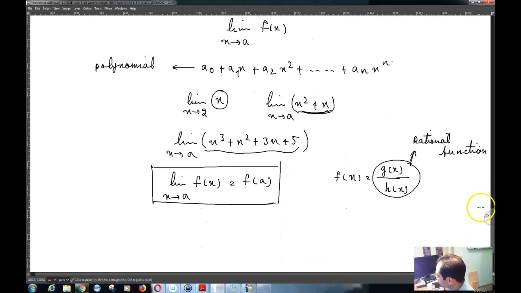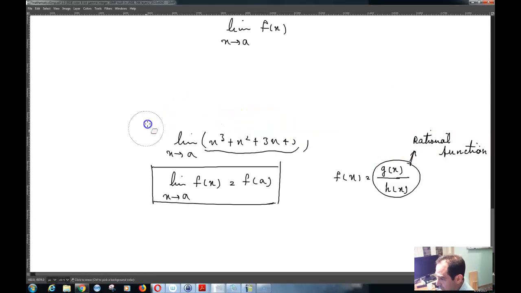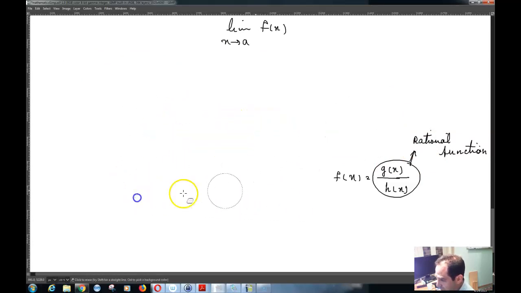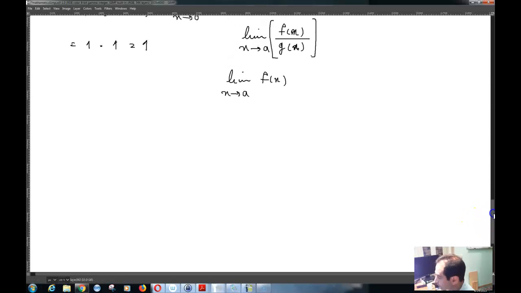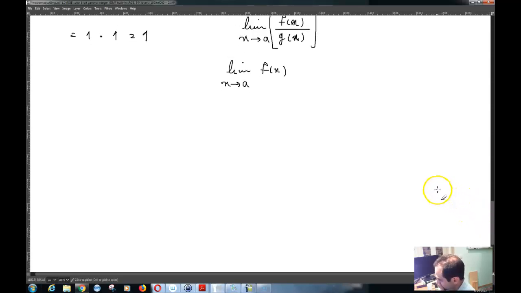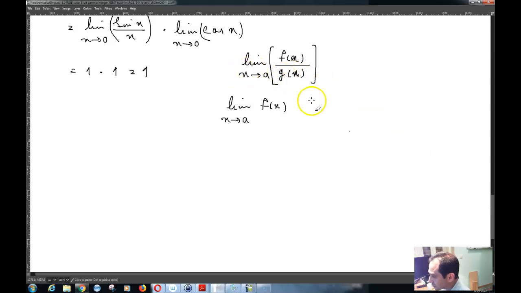Now, the problem arises in some cases where you get a 0 in the denominator. We are going to solve a couple of problems in the next video, and we will talk about all of these cases extensively. But for the sake of this explanation, let's say that you want to find the limit of f of x by g of x as x tends to a. So this is a rational function.